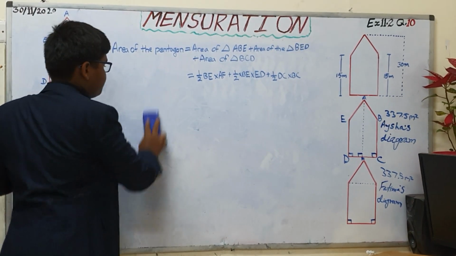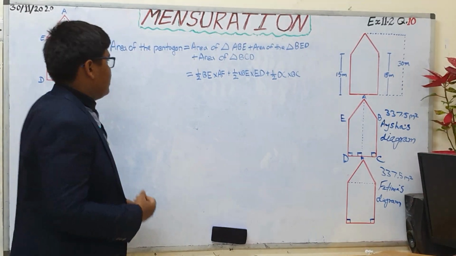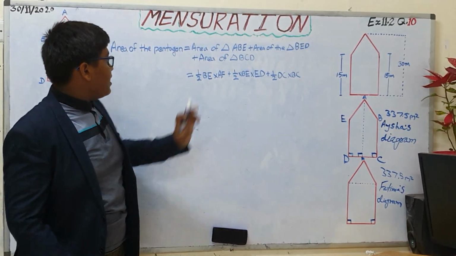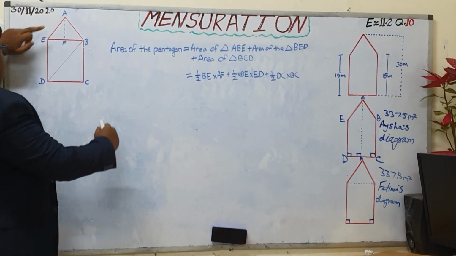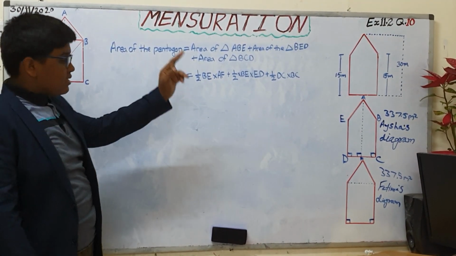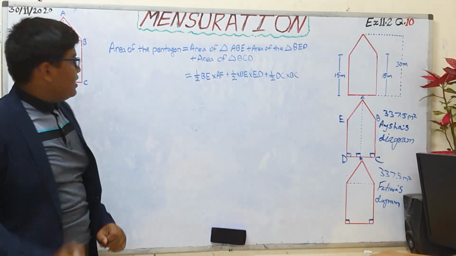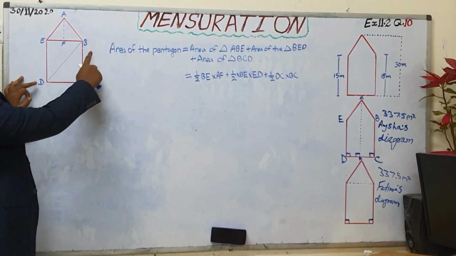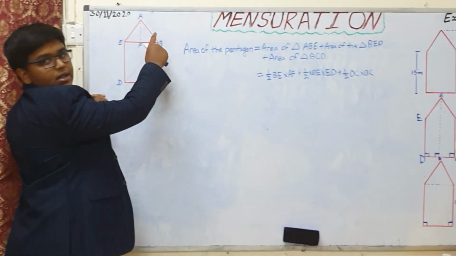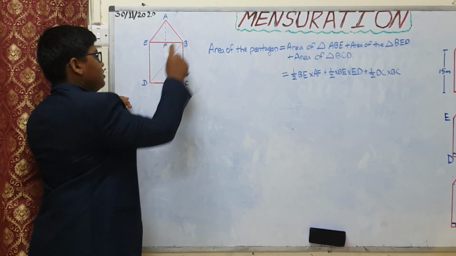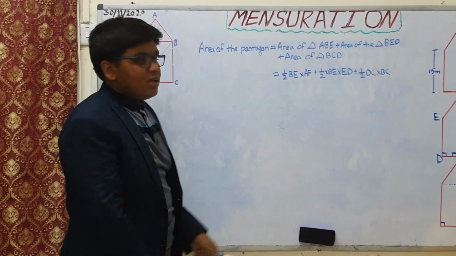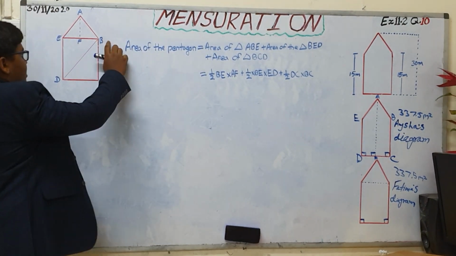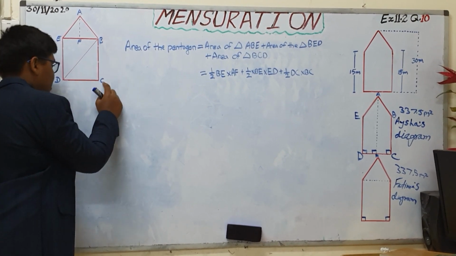Now what we have to do for the three triangles is find the area of the pentagon, which equals the area of triangle ABE, plus the area of triangle BED. This is also a triangle, from here to here, and then here. Then plus the area of triangle BCD.